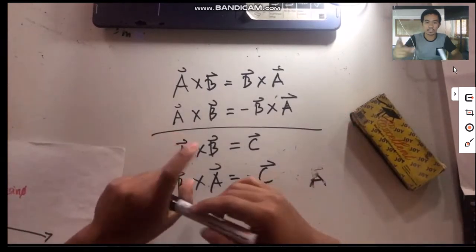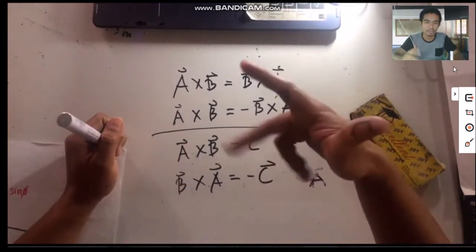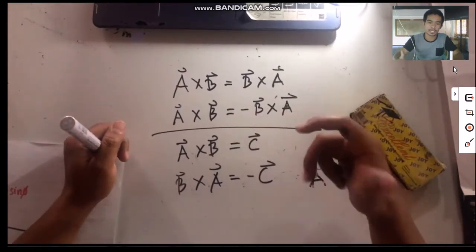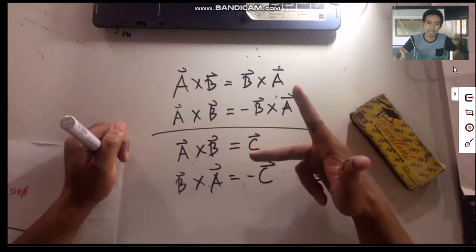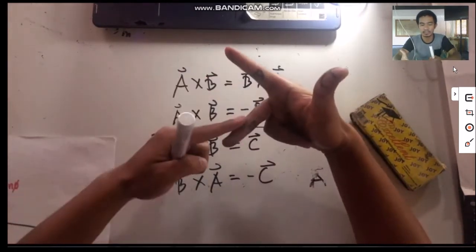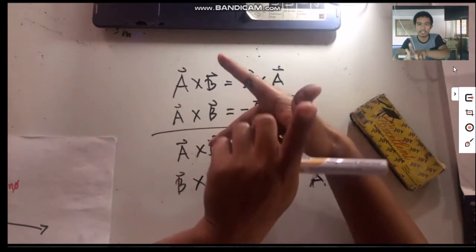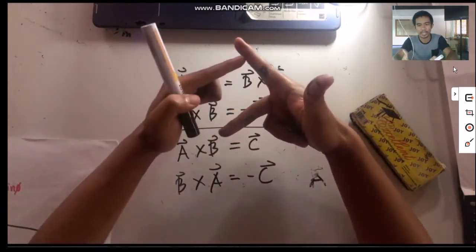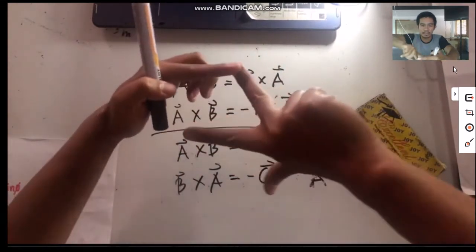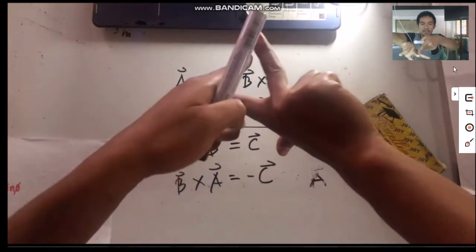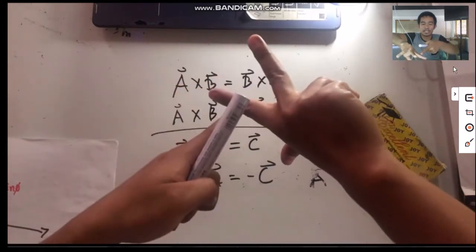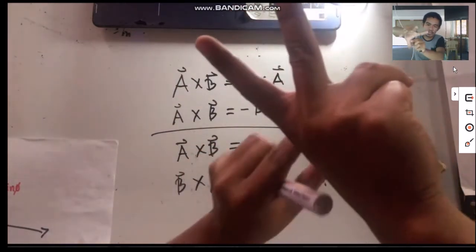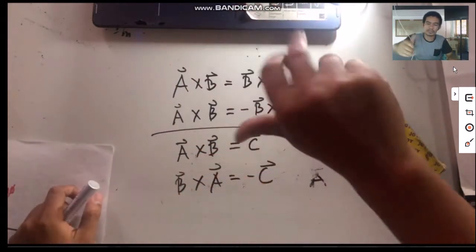So we can use the right hand rule to determine the direction of the product. If this is vector A and this is vector B, then we have vector C. The angle is measured from A to B. Now, if this time the angle is measured from vector B to vector A, then the cross product is negative. It goes to the opposite direction of vector C.